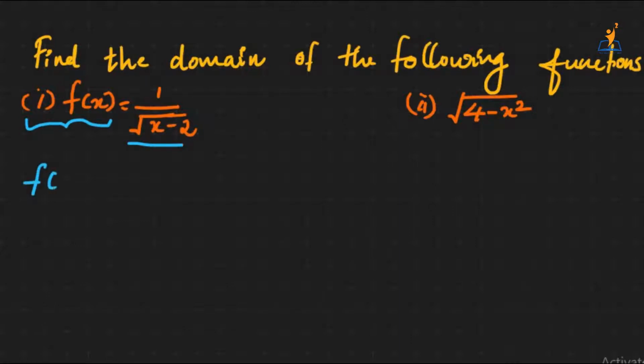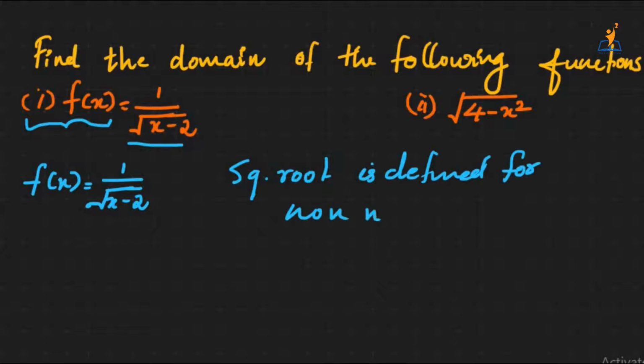So we have f of x equals 1 by square root of x minus 2, and we know that the denominator is a square root, and we know that square root is only defined for non-negative real numbers. So we shall apply this here.